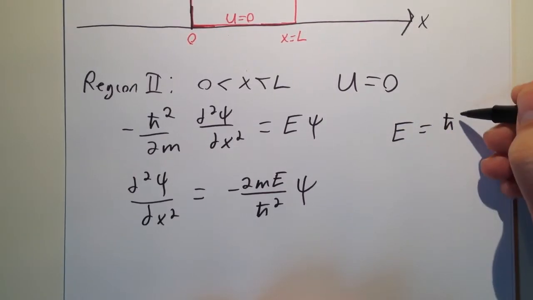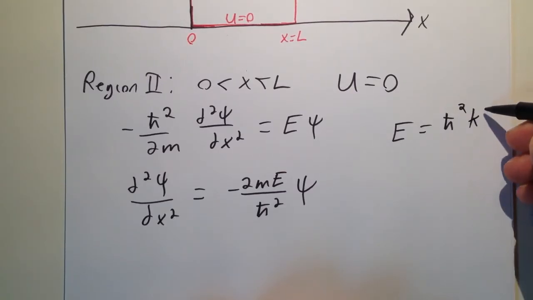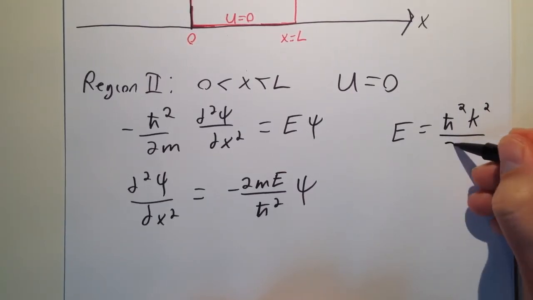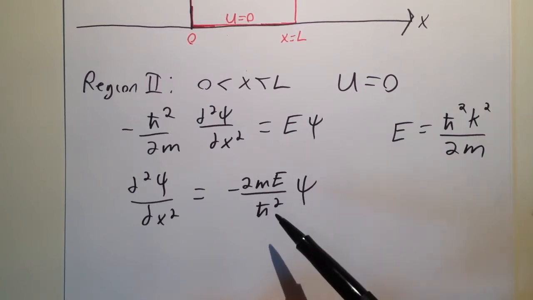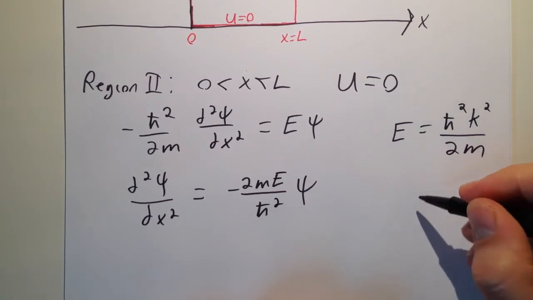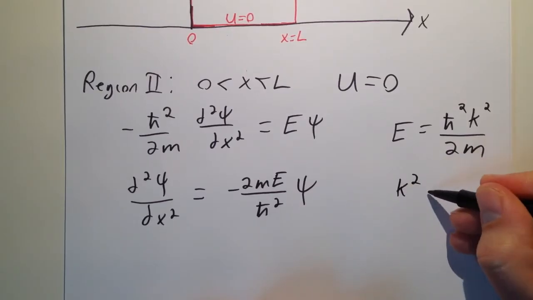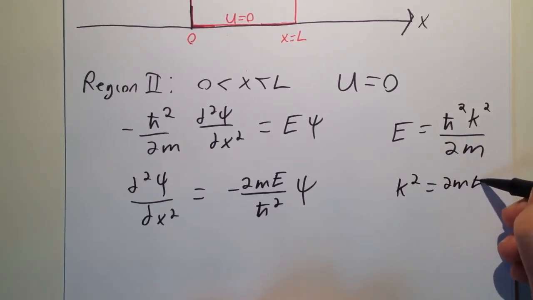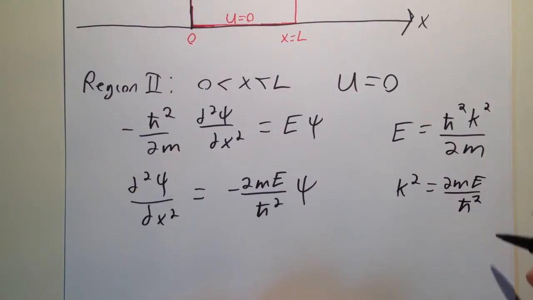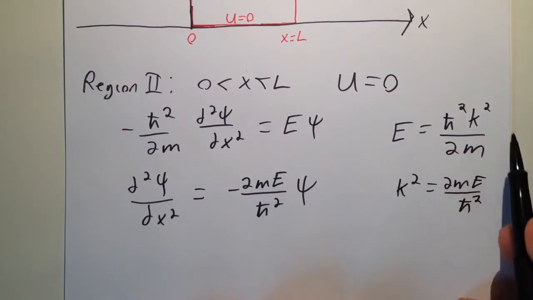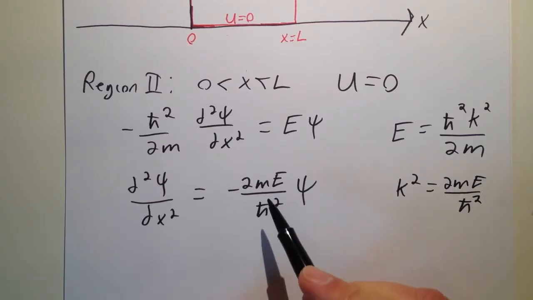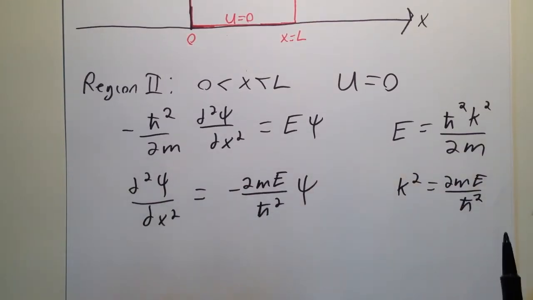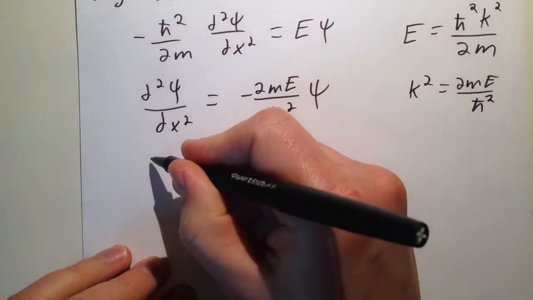We can write the energy in terms of h bar squared, our wave number squared, divided by 2 times the mass. And we can note that here we have 2mE over h bar squared. So basically I can solve this for k squared, and that's equivalent to 2mE over h bar squared. So I can just replace all these constants with a k squared, and make life a little bit more simple.